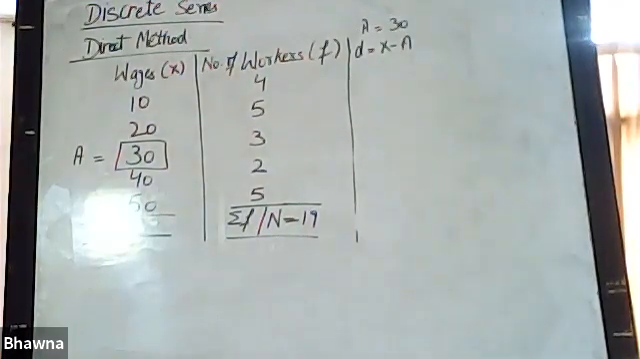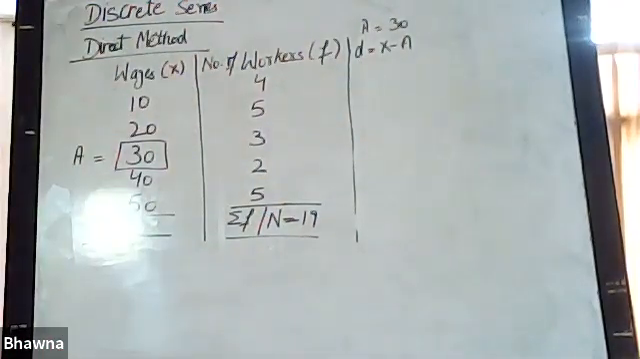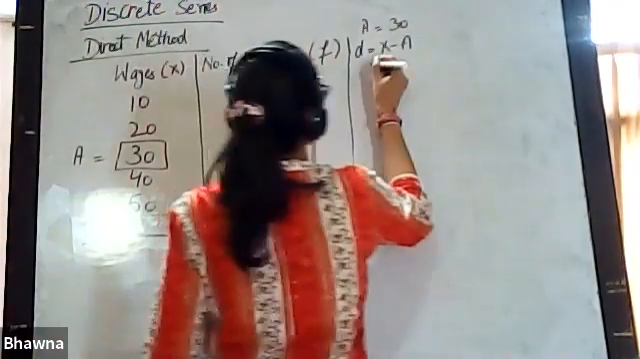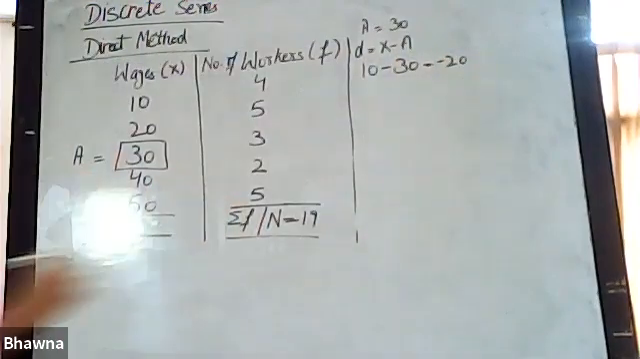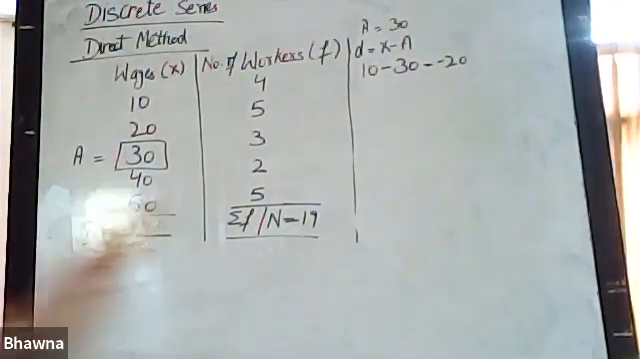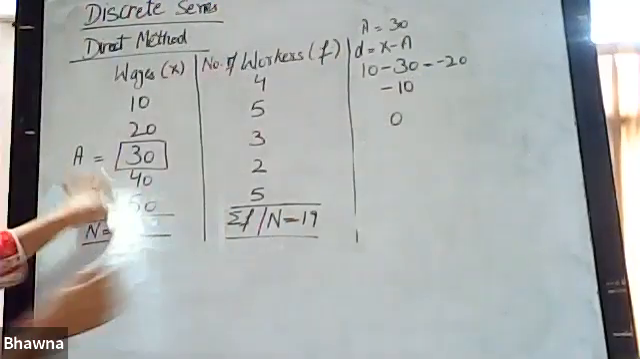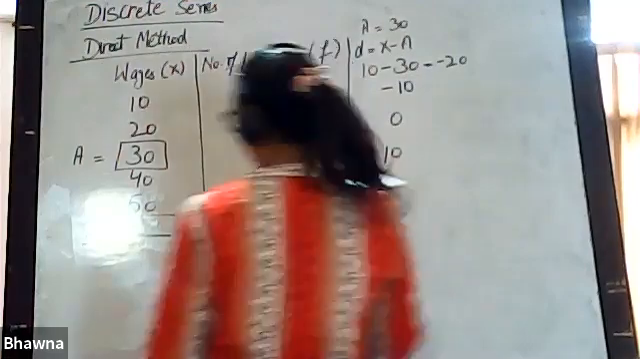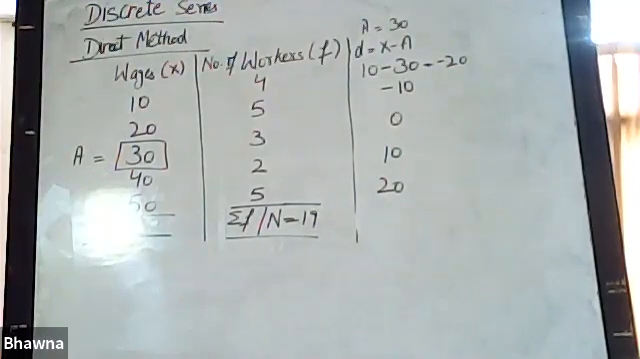Now we have to calculate the value of d. The value of d is equal to x minus A. x is 10, 10 minus 30 is equal to minus 20. After that, 20 minus 30 is equal to minus 10, 30 minus 30 is equal to 0, 40 minus 30 is positive 10, and 50 minus 30 is positive 20. After calculating the value of d, now we have to calculate fd.